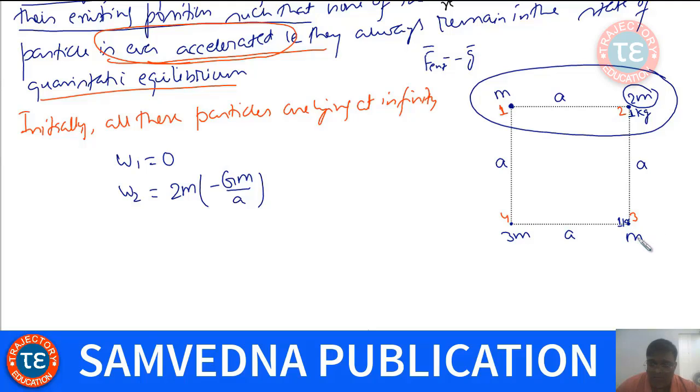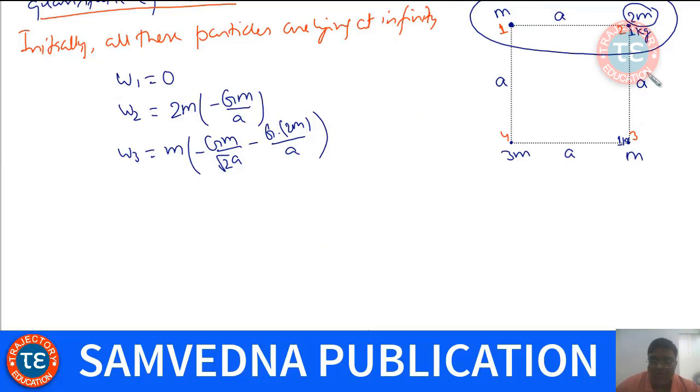So what is the work done in bringing mass m from infinity to this position? That would be equal to m into the potential due to body number 1 and body number 2 at this point. So the potential due to body number 1 and 2 at this point is going to be what? Potential due to body number 1 is minus Gm by root 2a, and the potential due to particle number 2 at this point is minus G2m by a, right? So we have the third particle also in the system now.